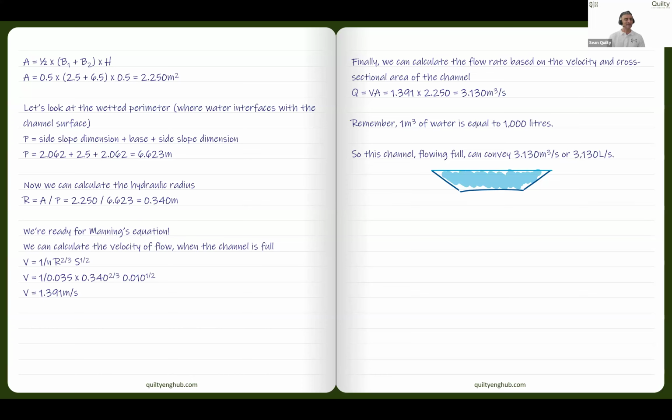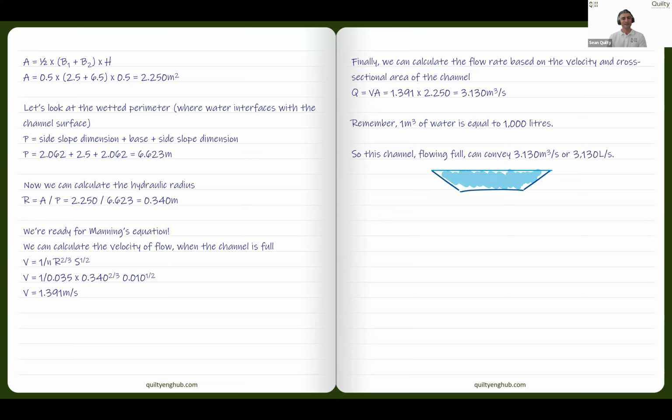We crunch those numbers, and then we get a velocity of 1.391 meters per second. So if this channel was flowing completely full, and it was at a 1% grade, and it was grass, that flow you'd actually see flowing at 1.391 meters a second. Drop your stick or your leaves for a little boat race, and you'd see that travel 1.391 meters every second. Okay, that's the flow rate that we're looking at.